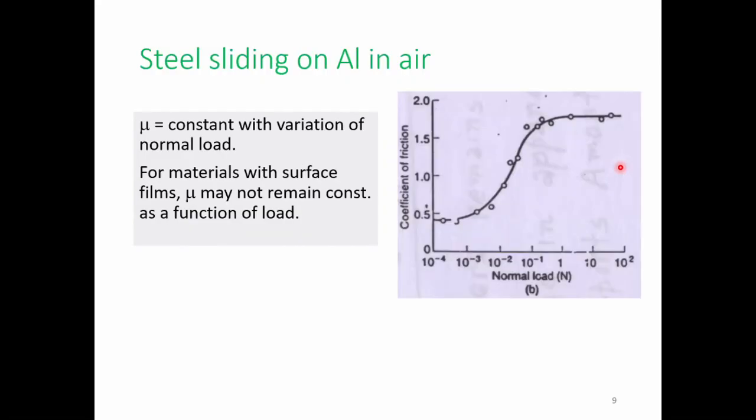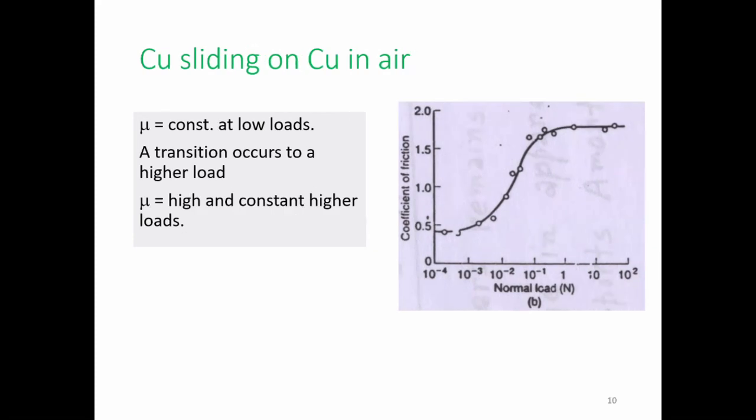So the coefficient of friction as a function of load for steel sliding on aluminum in air is shown in this figure. Coefficient of friction remains constant although the load is varied. In the case of materials with surface films, the coefficient of friction may not remain constant as a function of load. For example, for copper sliding on copper in air, the coefficient of friction is low at low loads, and a transition occurs to a higher value as the normal load is increased.